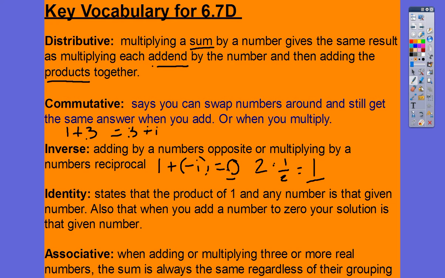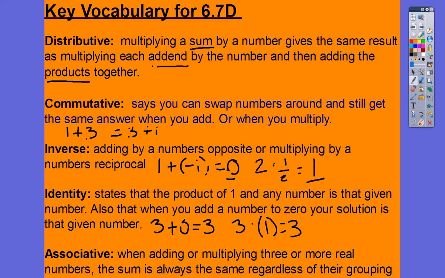All right, then you have the identity. It states that the product of 1 and any number is that given number. It also states that when you add a number to 0, your solution is that given number. So the identity property for addition is if I took 3 and added 0 to it, I would still be left with 3. The identity property for multiplication states that if I multiply any number times 1, I'm going to get that number.